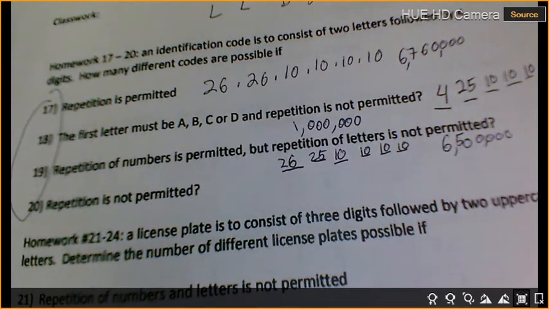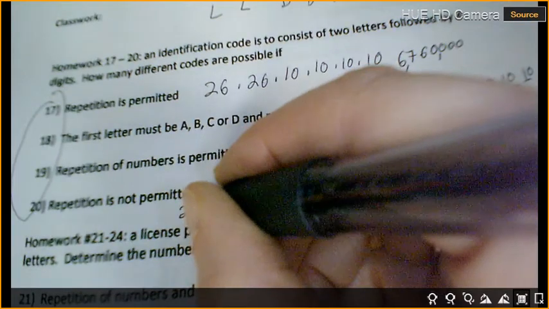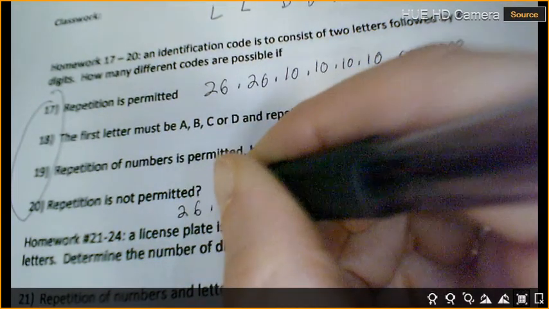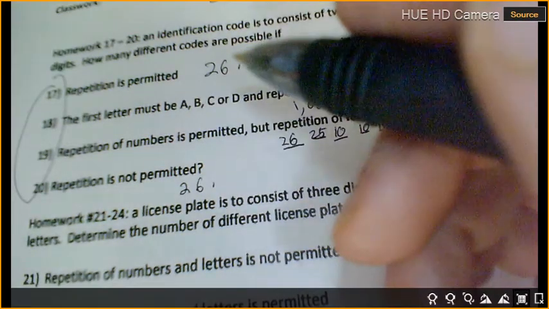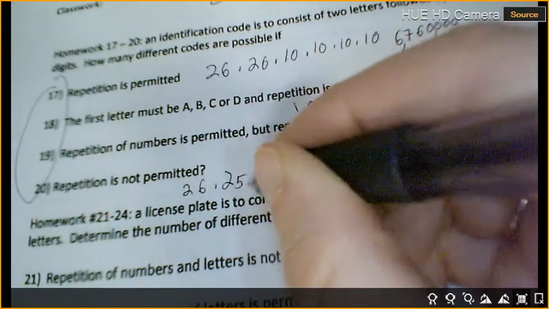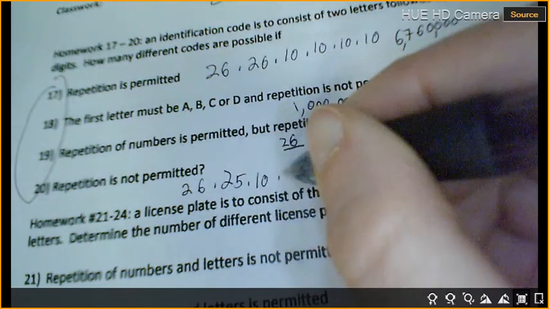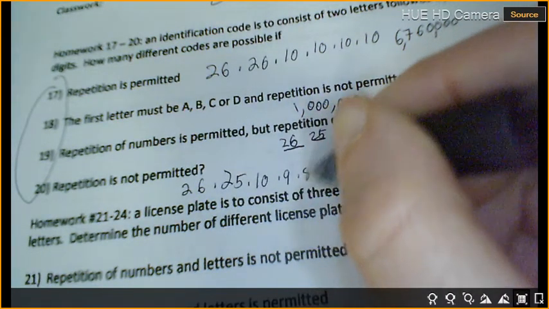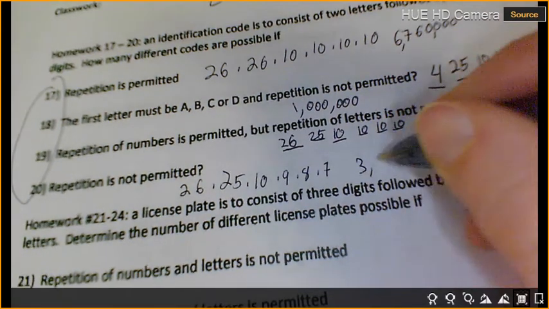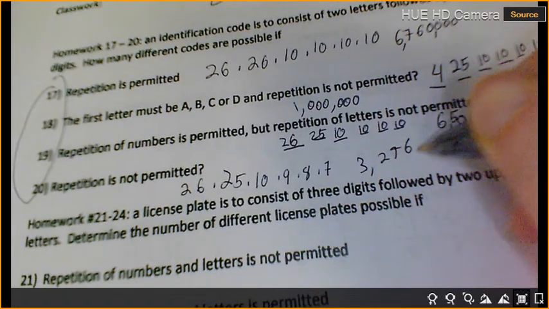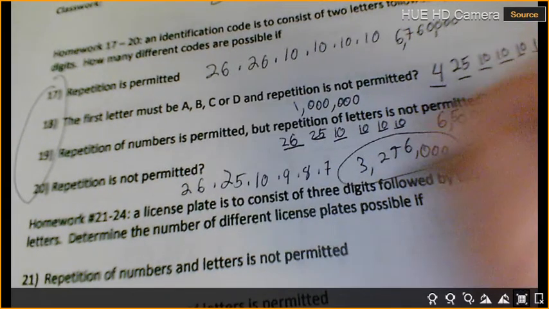For number 20, repetition is not permitted. So we should have 26, right? And then, what comes next? No, wait, we've got 2 letters. So 26, and then 25, and then 10, and then 9, 8, 7. I get 3,276,000. Okay.